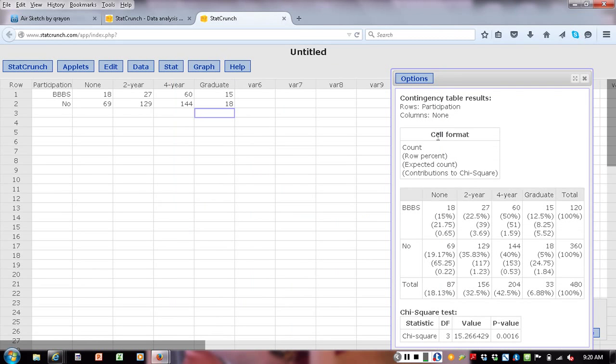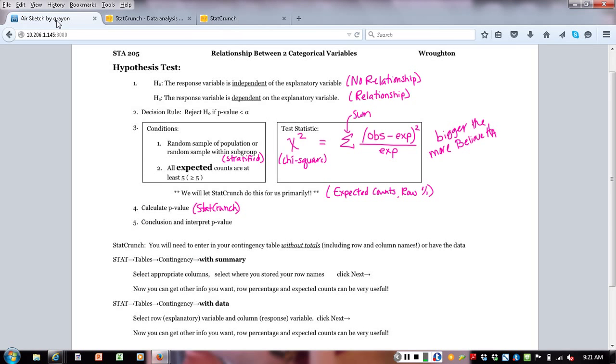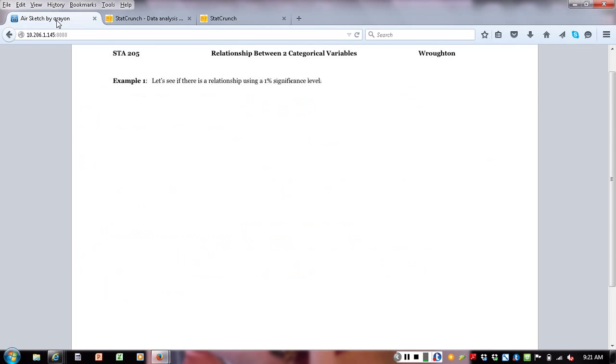So I hit compute. Here's the output that we get. And again, the first part here, the cell format, tells you when you look at an individual cell what each number is. So the first one, again, is the observed count, the row percent in parentheses, then the expected count right below it, and then the contributions to chi-square. And then down here is my test statistic and my p-value that I'm going to need. So we have all the information to be able to do our hypothesis test.